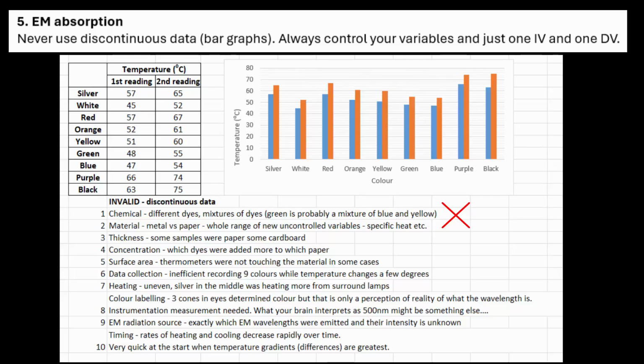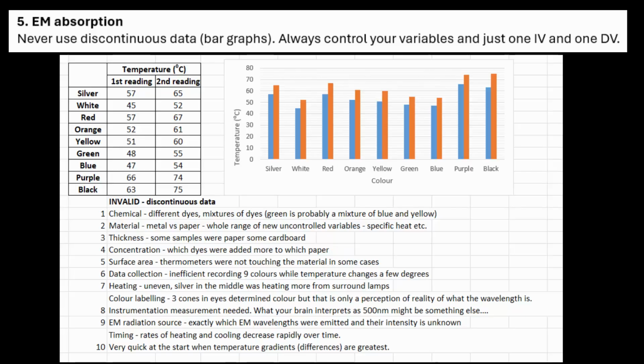Usually the green is actually a mixture of blue and yellow. We've got aluminium foil for the silver, so you've got different materials with different rates of heating, specific heats is what that's called. And a whole heap of other issues. There's different thicknesses. Some of them are sort of cardboardy, some of them are paper. You don't know what the concentration of the dyes are on the paper.